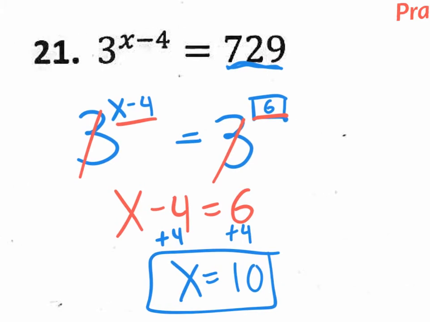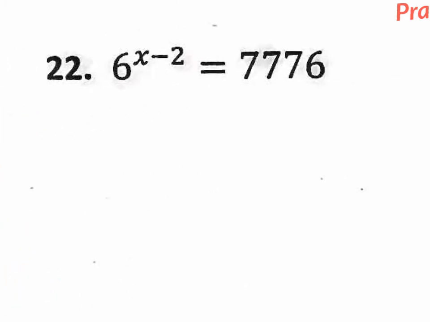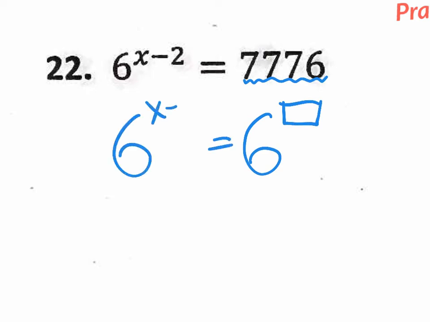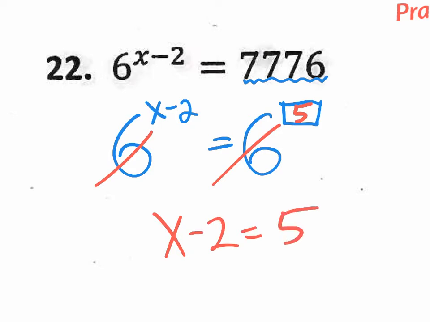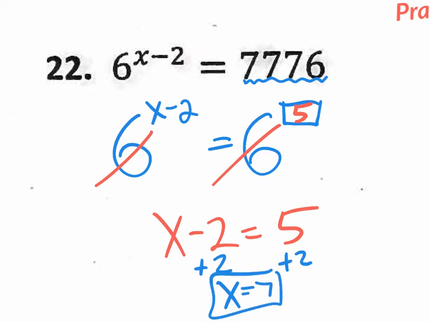Let's move on to 22. What would we like this huge, nasty number to be? I would like it to be 6 to the something. Now, the left side is 6 to the x minus 2. But what value will give us 7,776? 5? 6 to the 5th? So now that you rewrote it, you could just cancel out the 6's and bring down the x minus 2 equaling 5. And then you could go plus 2, and your final answer is x equals 7.